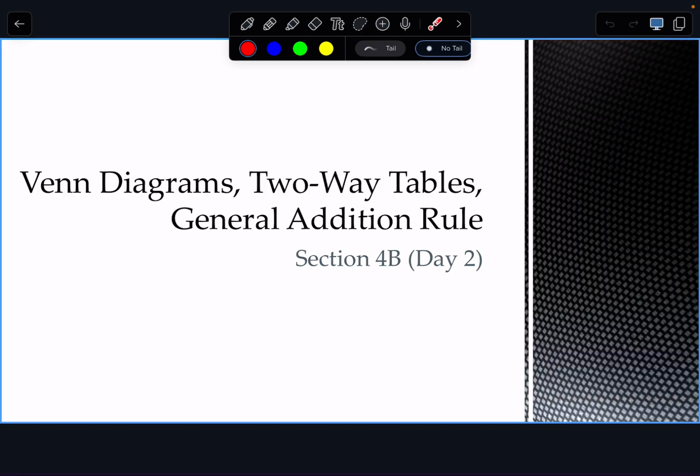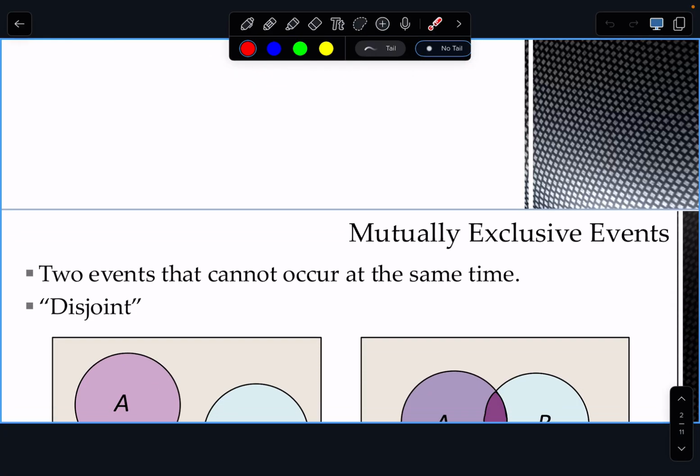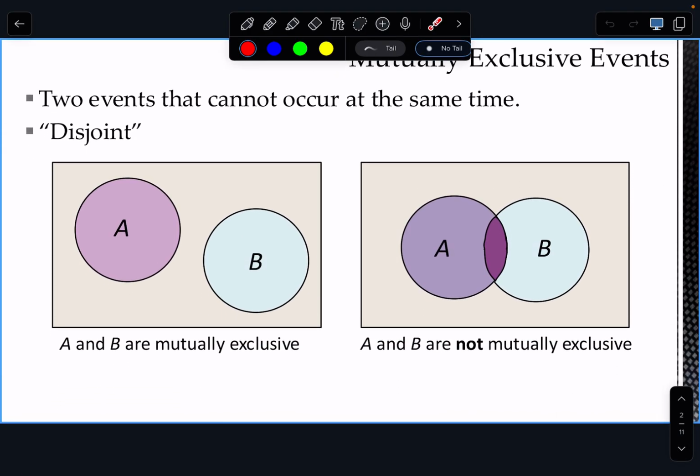We're going to talk about how to use Venn diagrams to help simplify our calculation process. We're going to talk about how to calculate probabilities with two-way tables. And so that's going to be kind of the main focus for today. So the first thing, we need to define this term, mutually exclusive.